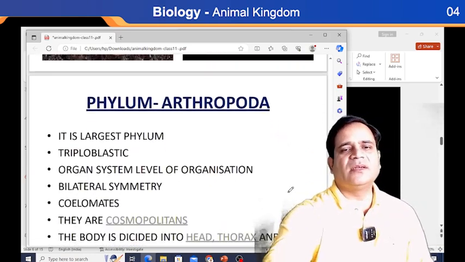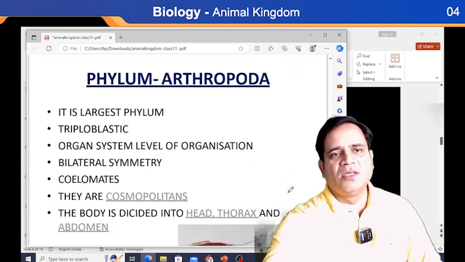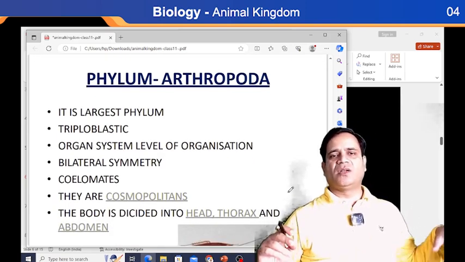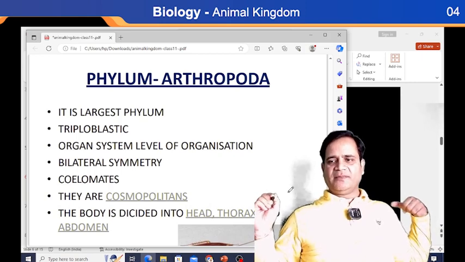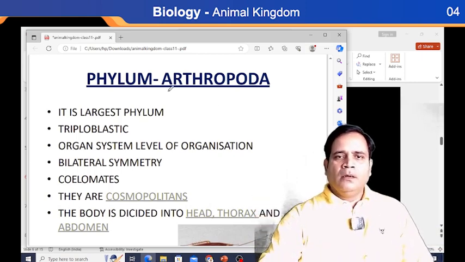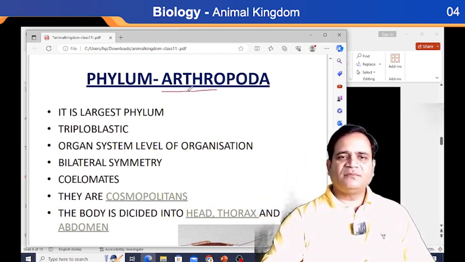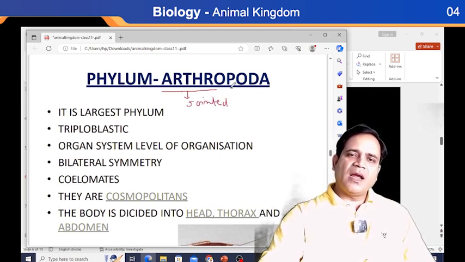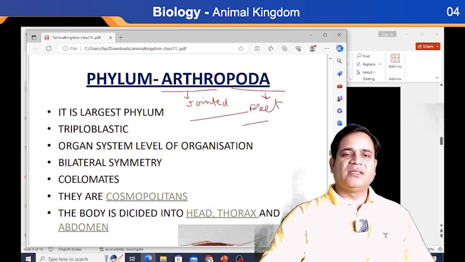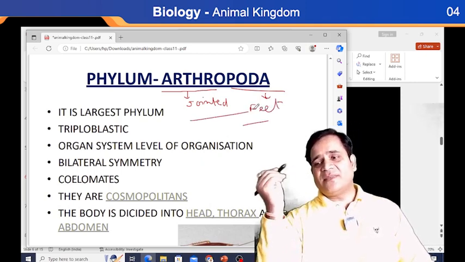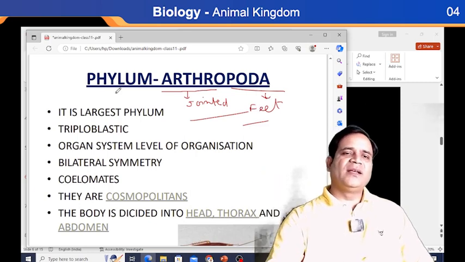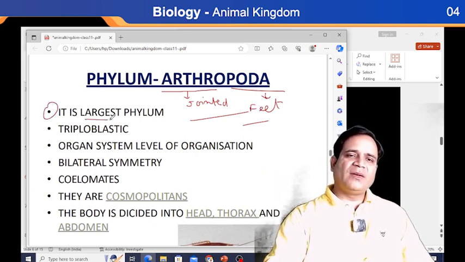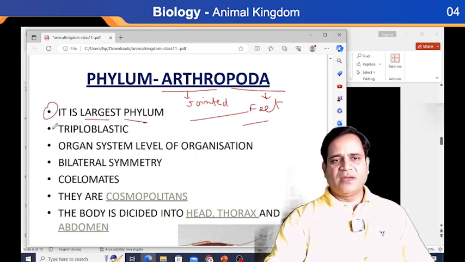Correct? Now see, what about the phylum Arthropoda? If I'm saying the phylum Arthropoda, arthro means what? Jointed. And poda means what? Feet. It means the organisms which have jointed feet. So the organisms which have jointed feet belong to which phylum? Largest phylum. Okay, largest phylum. Triploblastic, having the 3 germ layers.